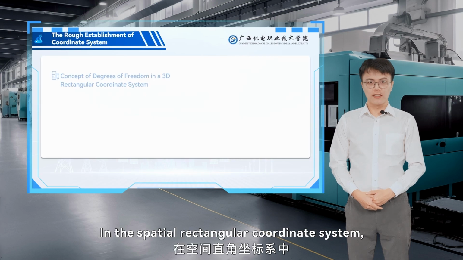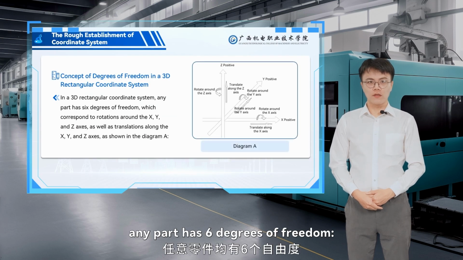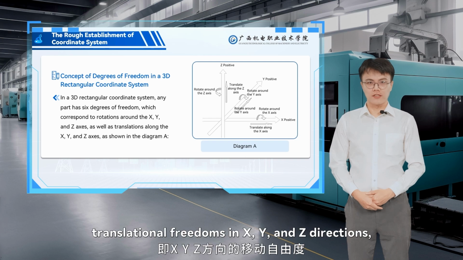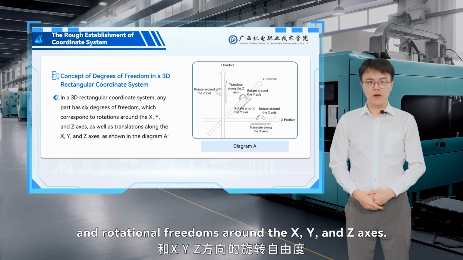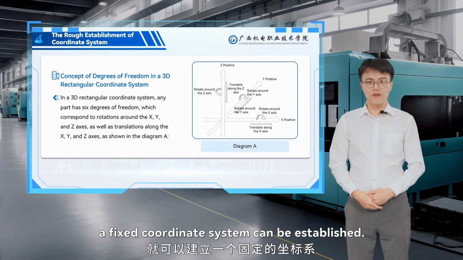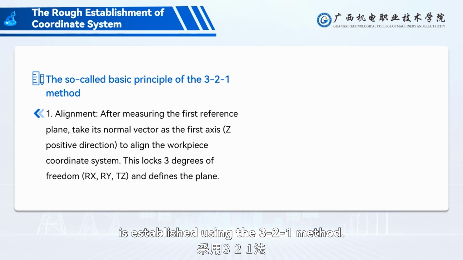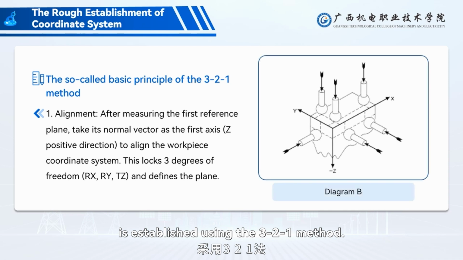In the spatial rectangular coordinate system, any part has 6 degrees of freedom: translational freedoms in x, y, and z directions, and rotational freedoms around the x, y, and z axes. By restricting these 6 degrees of freedom, a fixed coordinate system can be established. Here, the coordinate system is established using the 3-2-1 method.